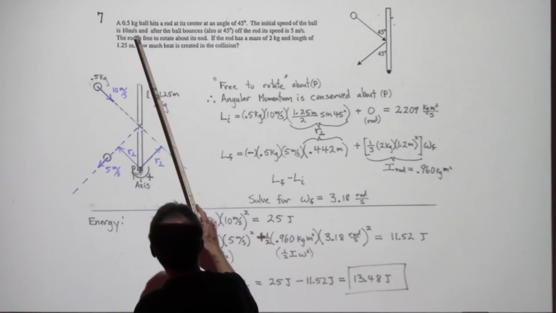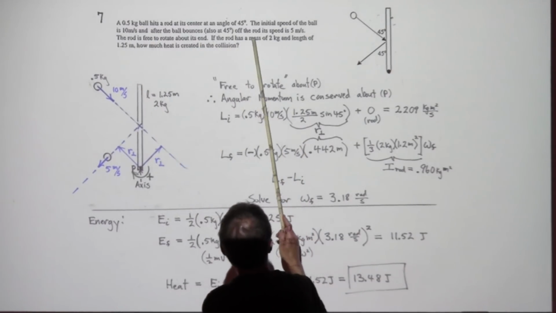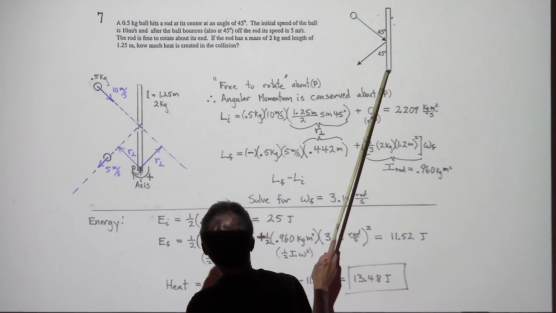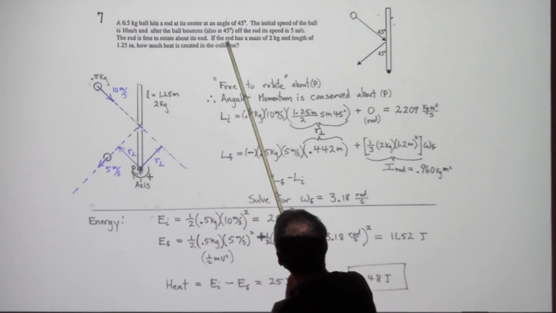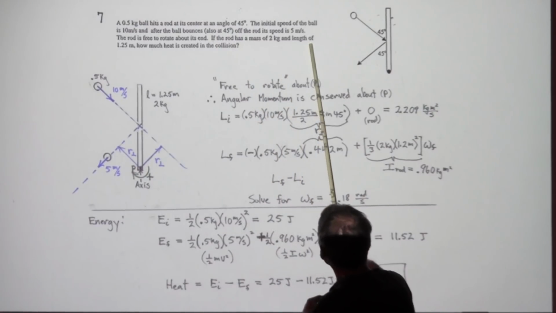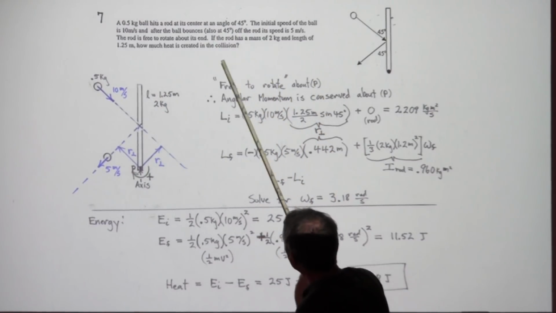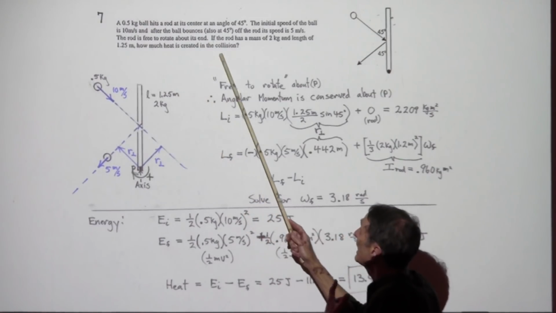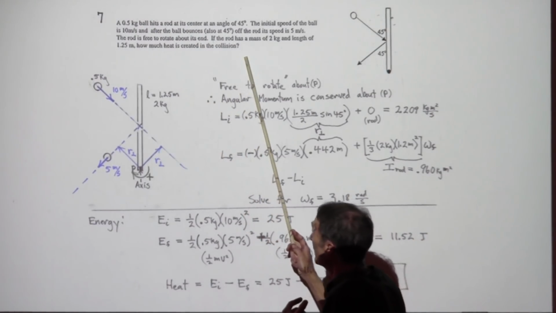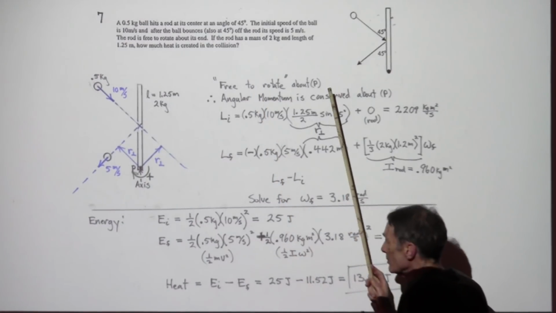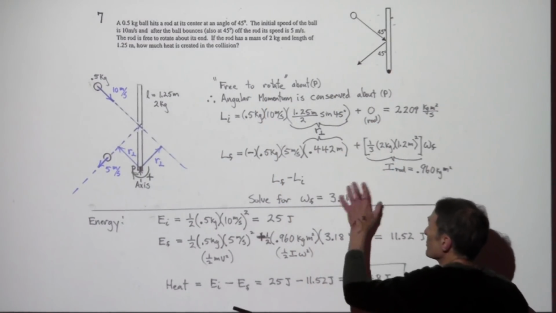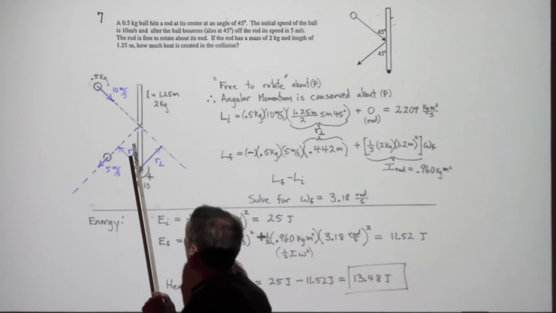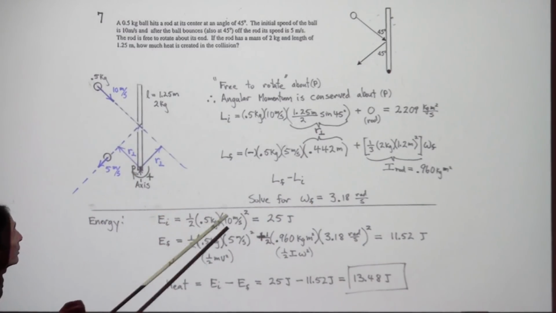Okay, initial speed of the ball is 10 meters per second. After it bounces is 5 meters per second. The rod is free to rotate about its end point. If the rod has a mass of 2 kilograms and a length of 2.5 meters, he wants to know, well, how much heat is created in the collision. So he's asking for energy, but we've got to do all this other stuff before we can even answer his question. So let's look at it from the point of view of angular momentum.